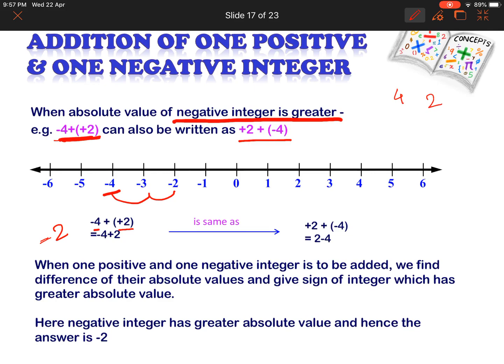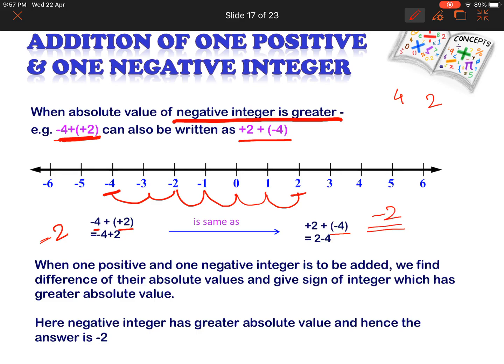answer. Again here plus 2 plus minus 4. We are adding negative integer, so we will move towards left. We'll take plus 2 and we will move 4 places to the left, 1, 2, 3 and 4. Again the same answer, proving commutative law of addition.